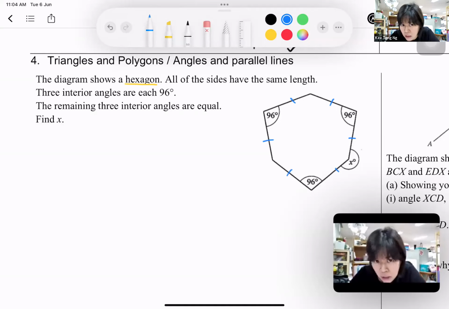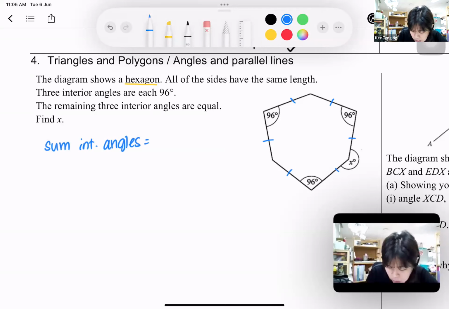Okay, so what do we need to do now in this case? First, we know that there are 6 sides. We want to find the total sum of interior angles. Sum of interior angles, should write sum. Anyone remember what's the formula? Something times 180.